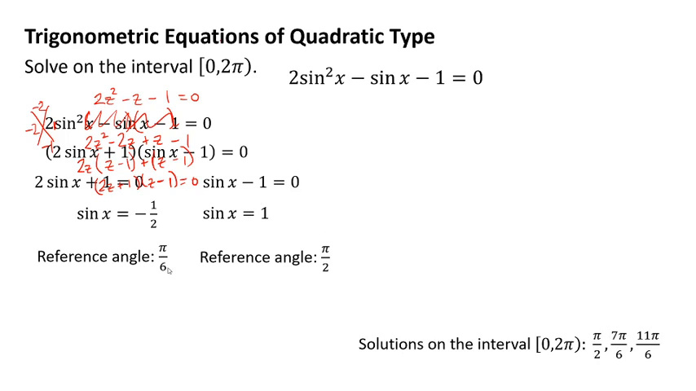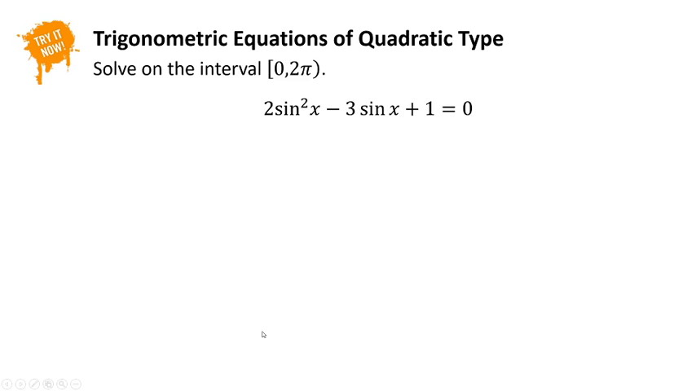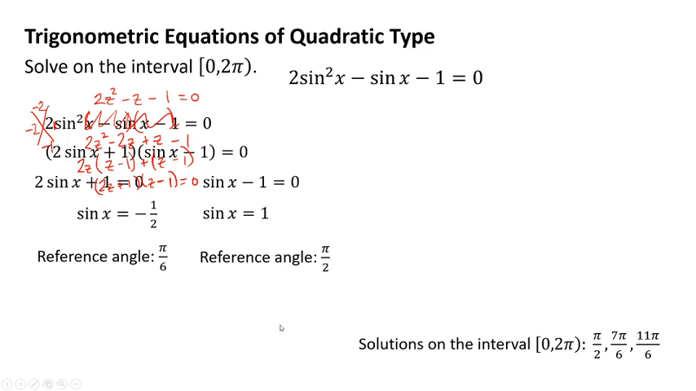The reference angle here is pi over 6, but we know that sine is negative, so that means it's in quadrants 3 or 4, so that's going to be 7 pi over 6 or 11 pi over 6. So those are the solutions on the home interval that we're dealing with here first. And fortunately, that's all we're being asked to do here, is to solve on this interval. So we have those three solutions there.